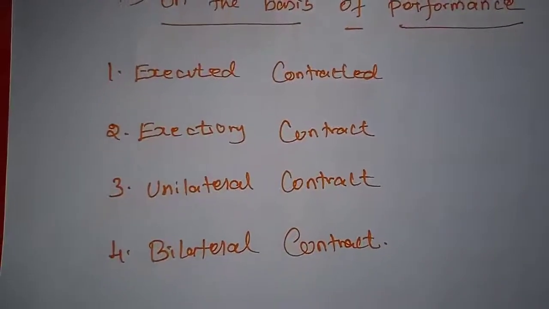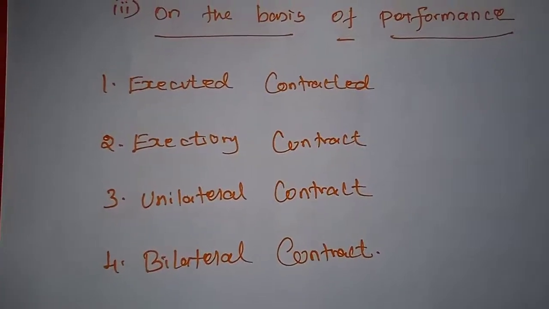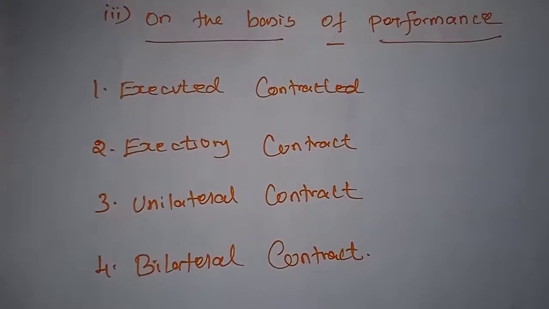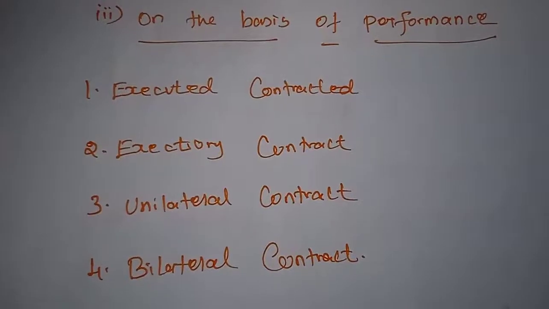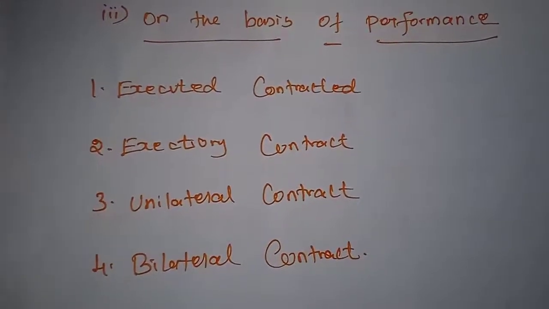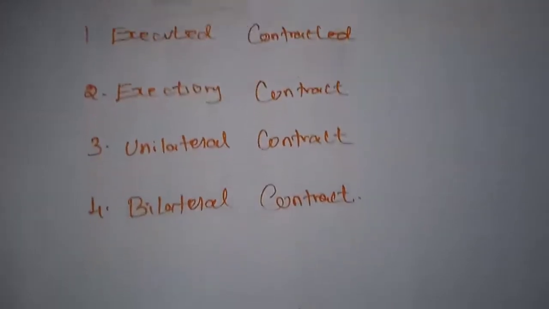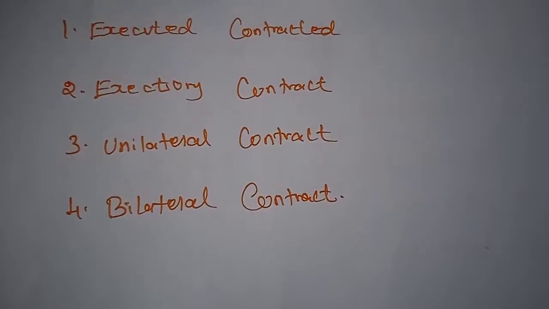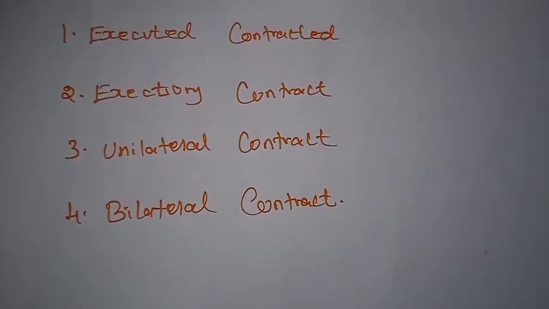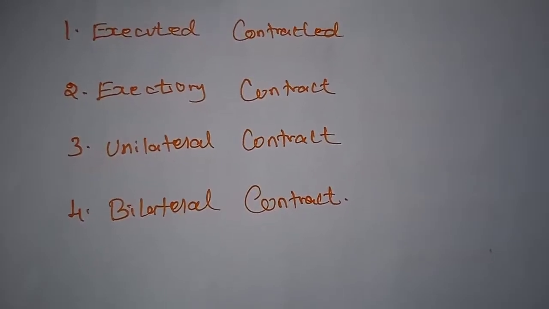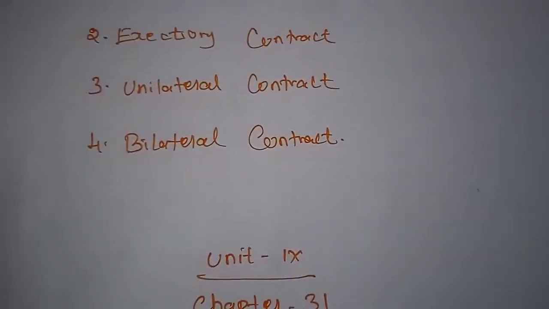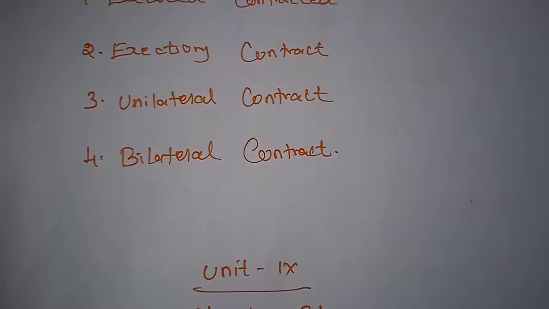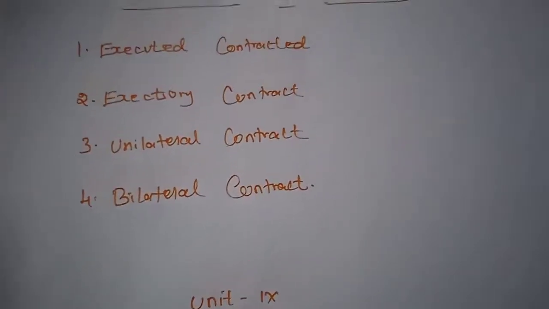Next, executory contract. A contract in which both the parties are yet to fulfill their obligations is said to be an executory contract. But in future, both of them may be able to perform the contract. Next, unilateral contract. A unilateral contract is a one-sided contract in which only one party has performed his promises or obligations. Next, bilateral contract. A contract in which both the parties commit to perform their respective promises is called a bilateral contract.